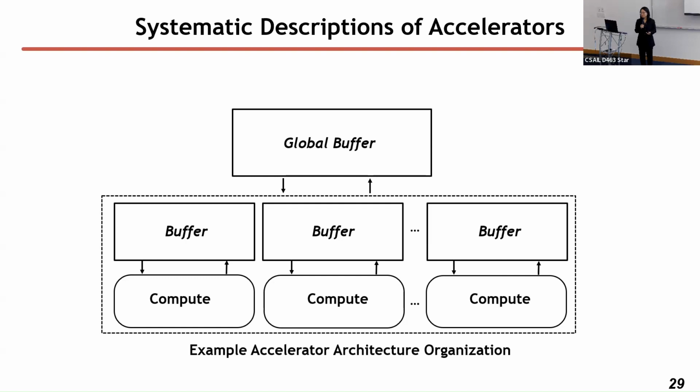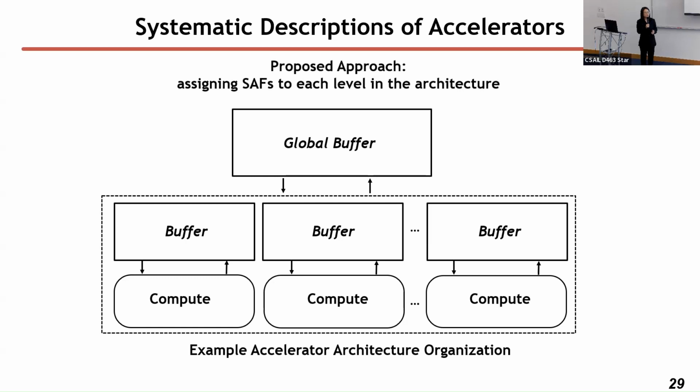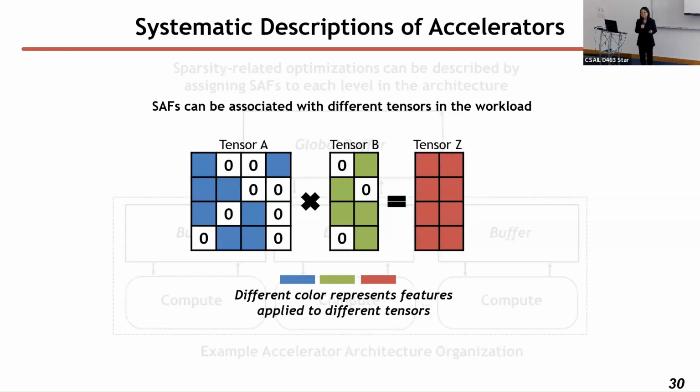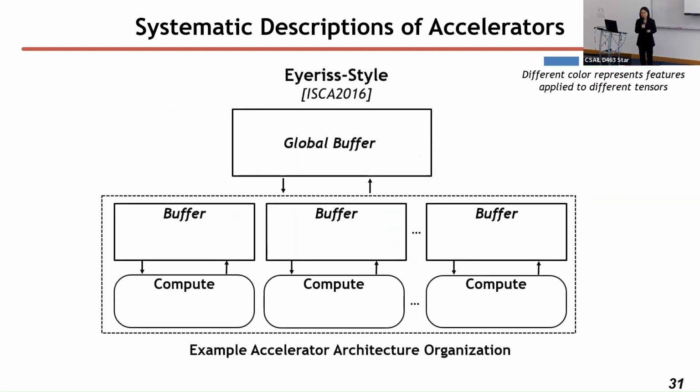And in this example, we are going to use a simple architectural organization with 2 levels of memory, a global buffer, and a set of parallel computation units. We propose to describe the sparsity-related hardware optimizations by applying the SAFs to different levels in the architecture. And because the SAFs can be applied to different tensors in our workload, we're going to use different color coding for our icons to showcase that. So what does all that mean? Let's use one example to show how we can do this.